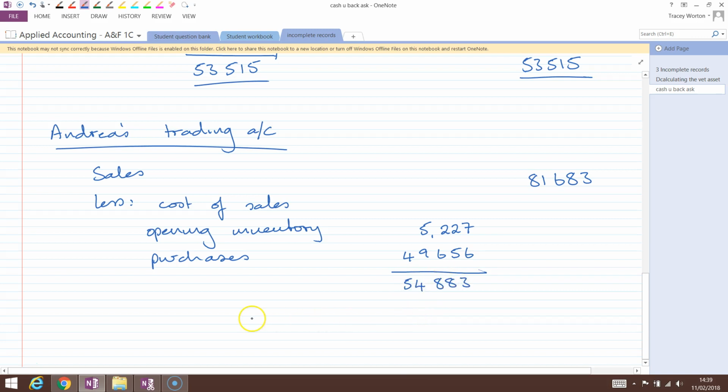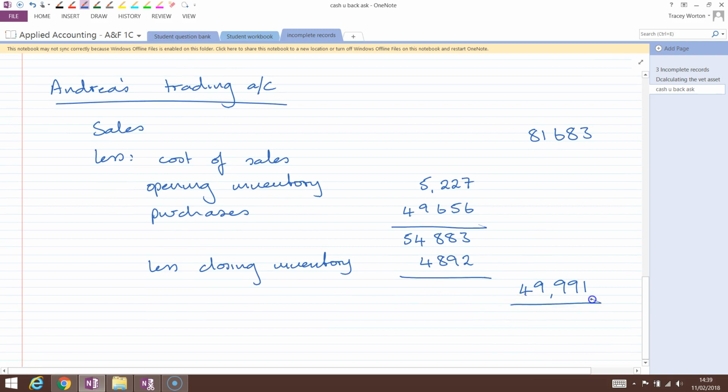So inventory available for selling is 54,883, and from that we're going to deduct the closing inventory that wasn't sold, which again from the briefing of the question was 4,892. So it meant that our cost of sales figure would be 49,991, and that would result in a gross profit figure of 31,692.